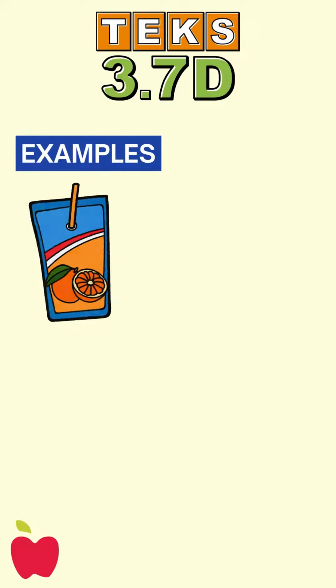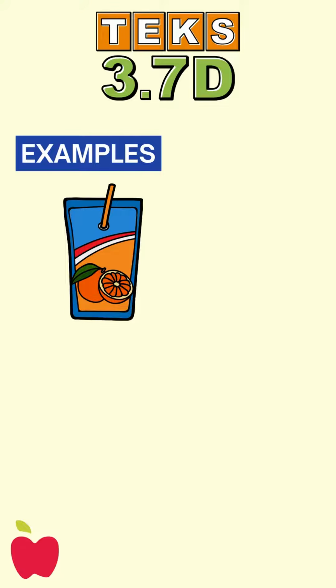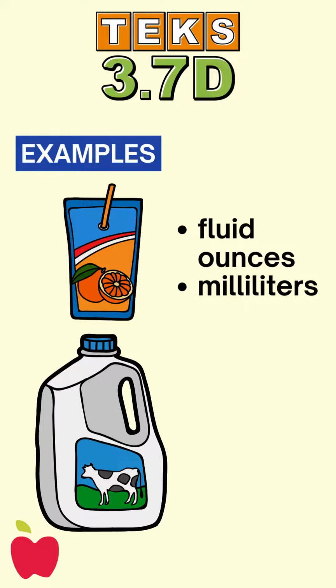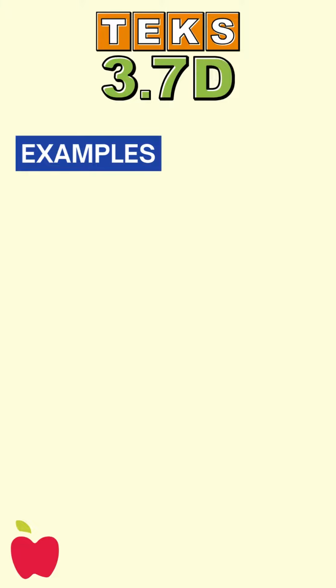Imagine you have a juice pouch. To measure the juice inside, you'd likely use fluid ounces or milliliters. Those are smaller measurements. But if you were measuring a bigger container, like a gallon of milk, you might use gallons or liters. Now, let's think about weighing your pet at the veterinarian's office.